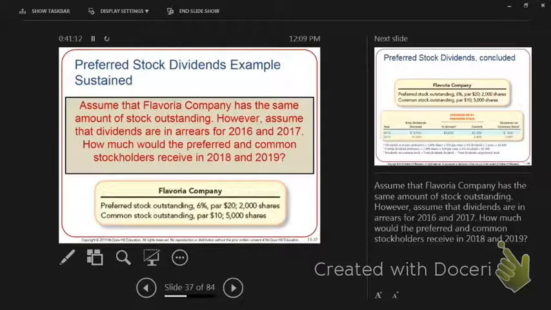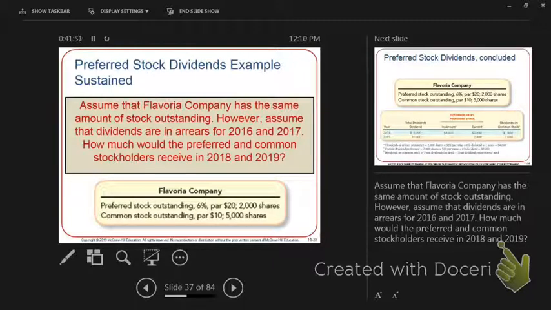So if I add 2,400, that's 4,800. That would pay me for 2 years. But how many years do they owe me? 3. I thought it was 2 years. Well, they owe me for 16 and 17. That's 2. But they also owe me for 18. So instead of 2,400 or 4,800, it's going to be 3 times. Am I doing the right math? Is it 7,200? I think so.